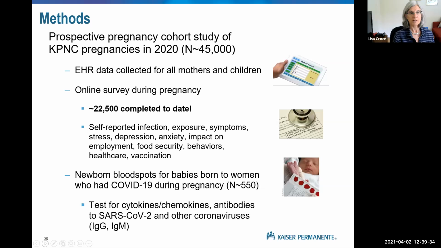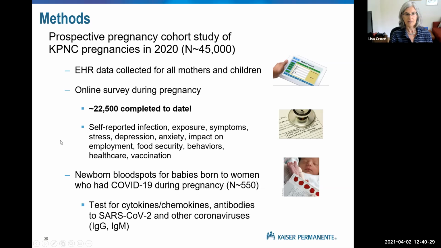So quickly, the methods for this, it's a prospective pregnancy cohort study within the Kaiser Permanente Northern California population of pregnancies, actually of live-born children. There are many more pregnancies, but there are 45 to 50,000 live-born children every year in the KPNC population. We're studying all of these mothers and their children when they're born. We've invited all of them to complete a COVID pregnancy survey, which is based on the ECHO study COVID survey, and we've added a bunch of questions to it. To date, the funding was just to follow women who were pregnant in 2020, but since the pandemic is continuing, we're continuing to enroll women even now, and we will through this year for sure. Over 22,000 women have completed the survey.